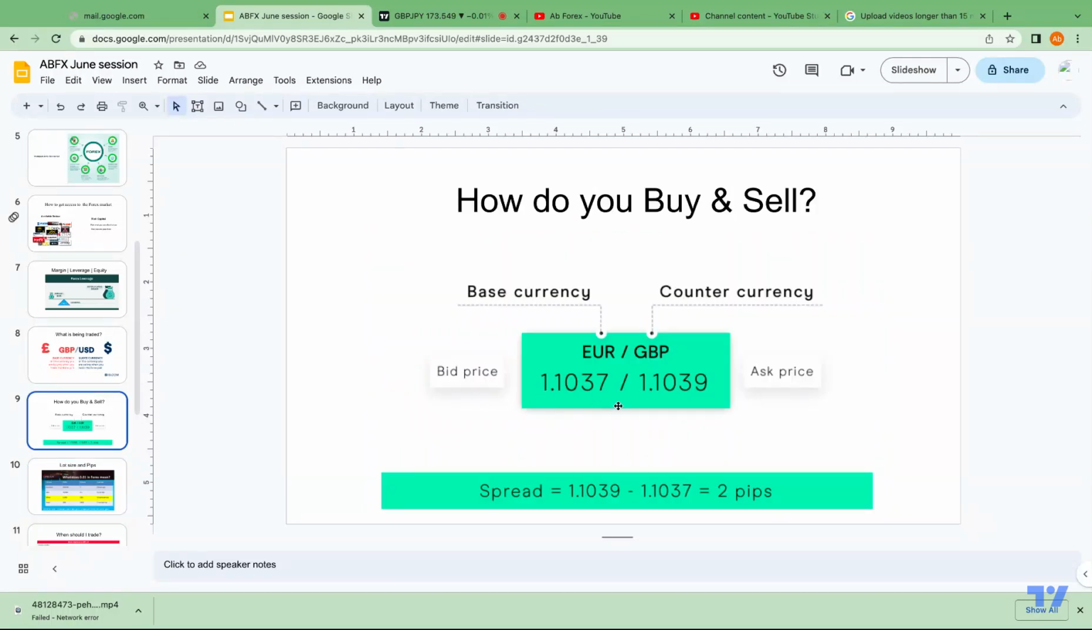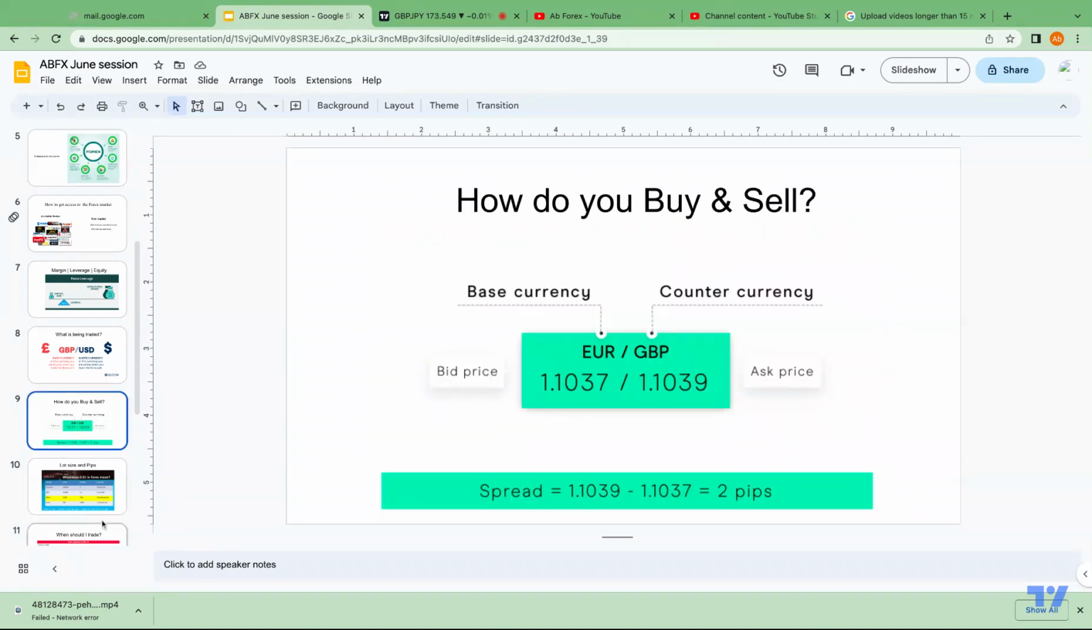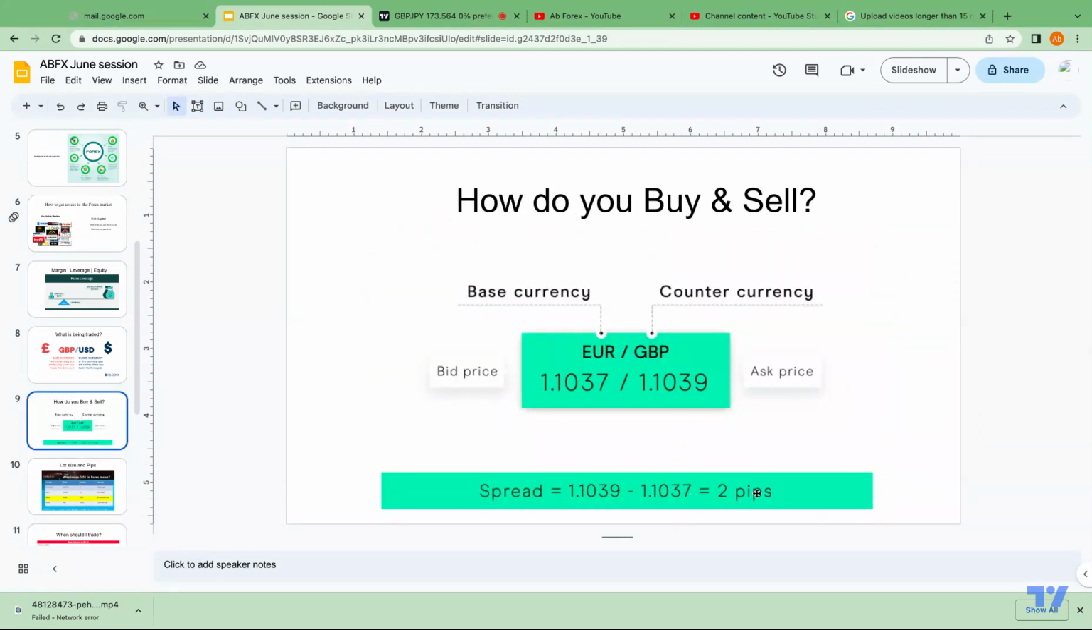Now, for example, this thing has moved from 1.1037 to 1.1039. If you're buying, it means it moved by 2 pips. Someone who purchased one standard lot will be making what? $10 per pip. Someone who purchased 0.1, that is 10,000 units, will be making $1 per pip. Since it moved by 2 pips, the person will be making $2. And this person who entered with one standard lot, where a pip is $10, will be making $20. What is this? 2 pips.